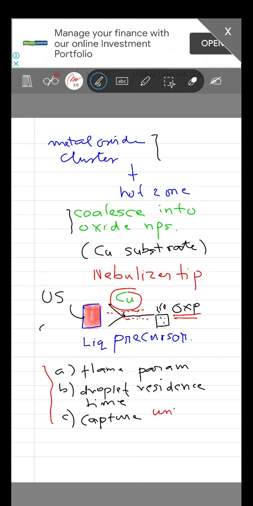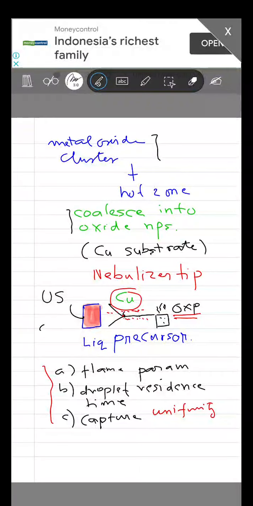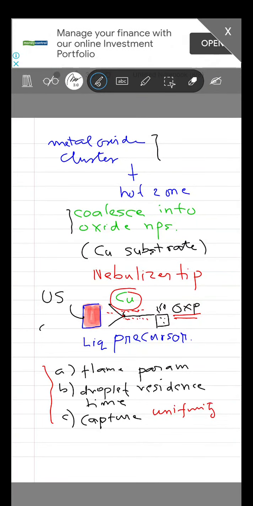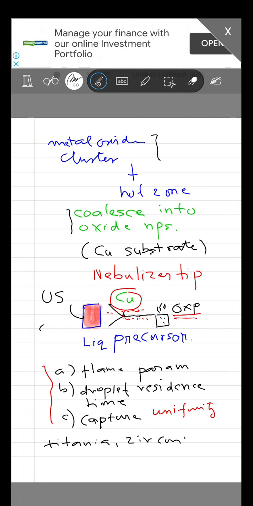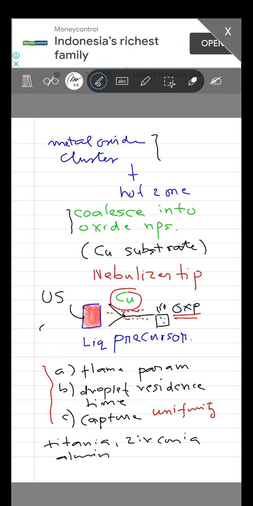So for uniformity, and apart from alumina, this method has been used to produce crystalline titania, then zirconia and alumina. We've already talked about alumina. So all the important metal oxides in ceramic form have been produced by this UFP method.